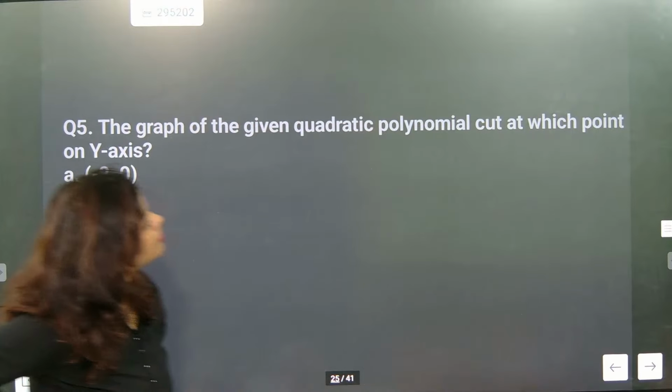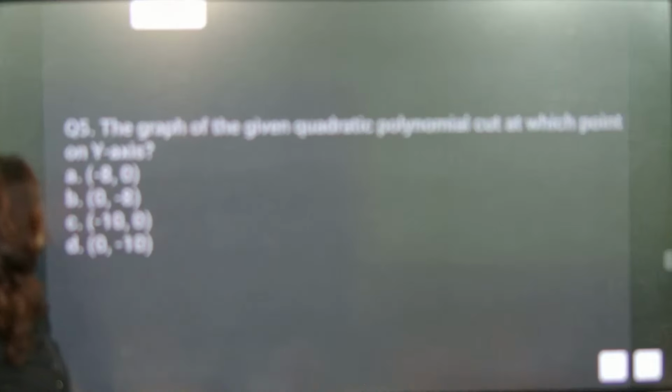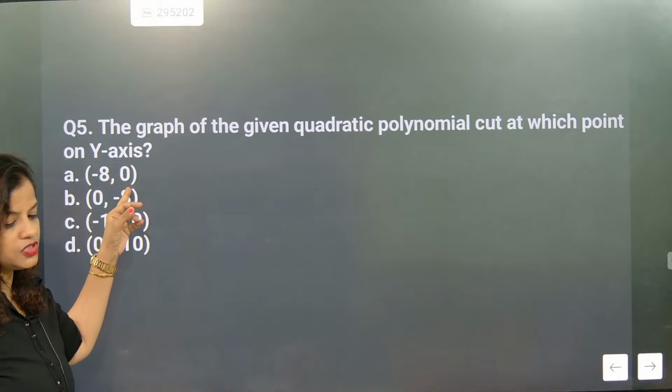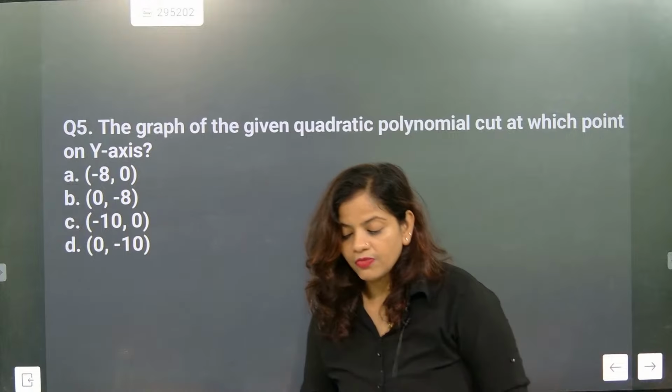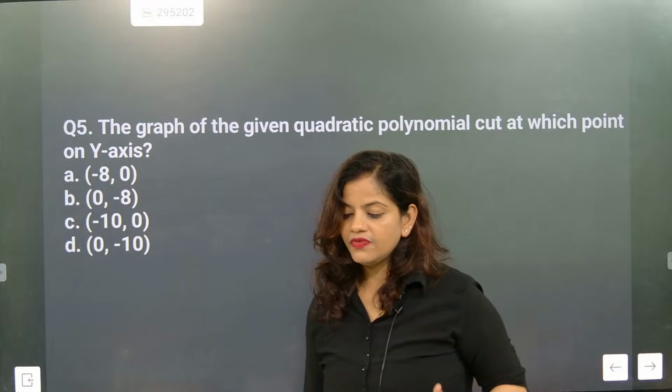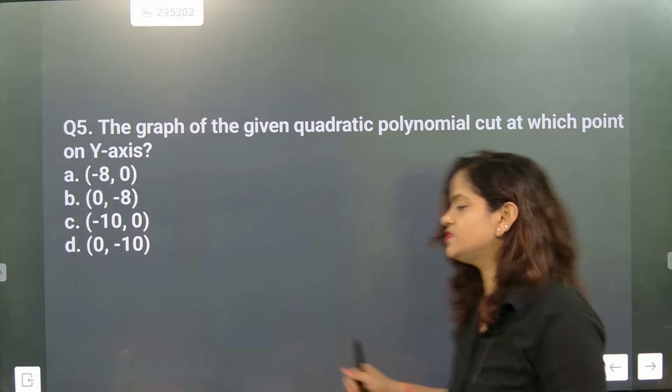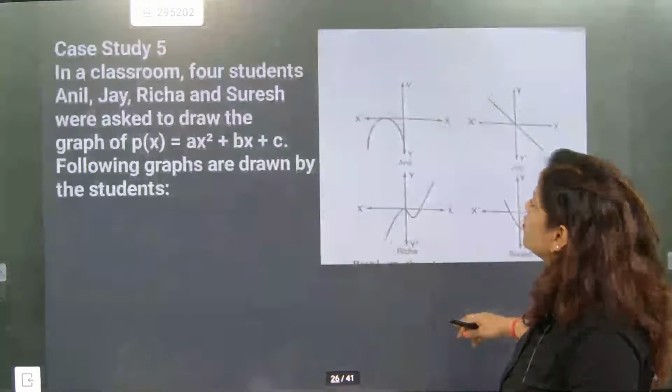The graph of the given quadratic polynomial cuts the y-axis at which point? On the y-axis the cutting point is minus 8 comma 0. Just now we checked. In the y-axis, which point was it cutting? Minus 8 comma 0, and that's what I told you. Plot the graph. Absolutely correct, Sanjay. So now we will go for the next question.